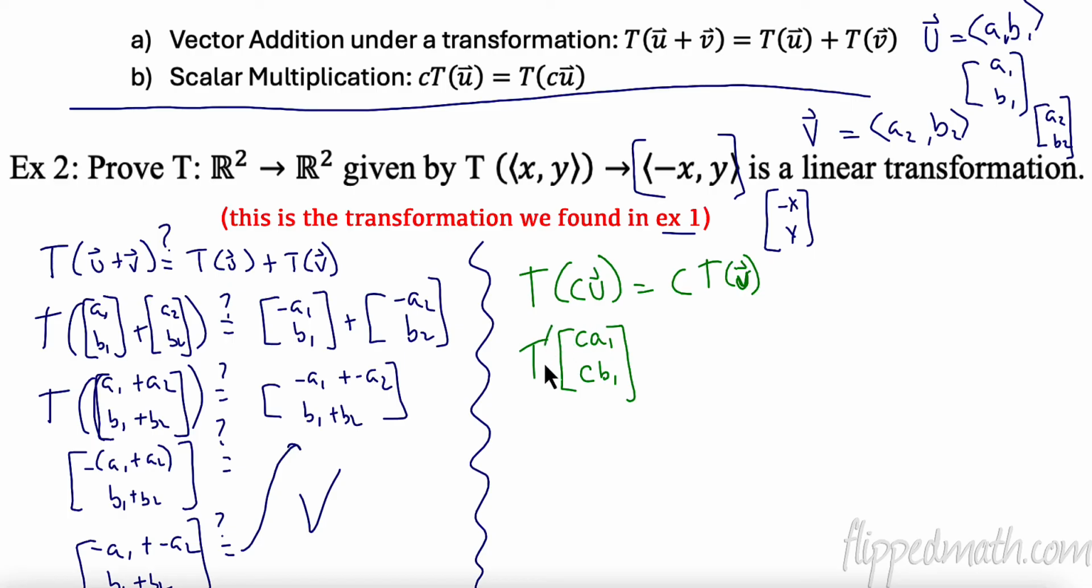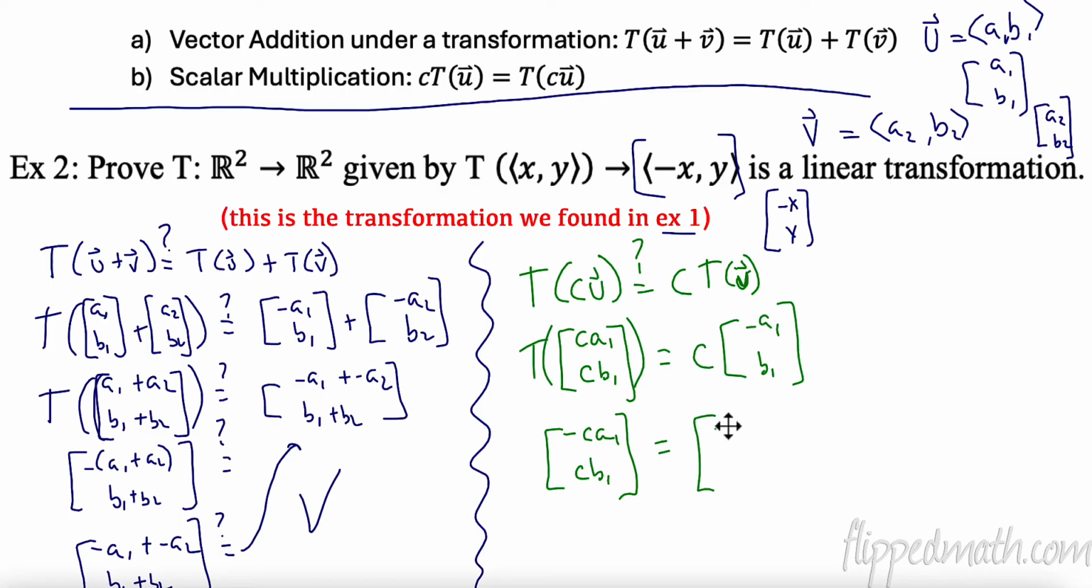So now let's perform my transformation. So that is going to result in the opposite of that. So negative ca1 and cb1. All right, that's very nice. So let's go over here. So now I need to do my transformation first. So when I transform this first, I have negative a1 and b1. And when I scale it, I multiply that inside, and I have negative ca1 and cb1. And are those equal? Yes, they are. So scalar multiplication is also upheld.